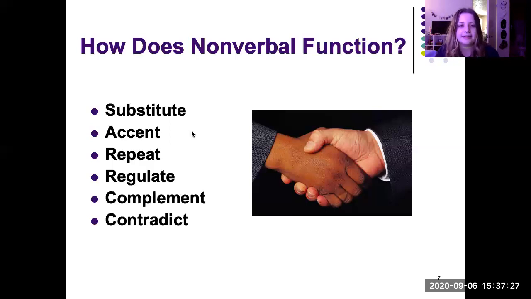Complement, like I said, is very similar to accent. This is anything that is meant to make messages easier when nonverbal and verbal communication complement each other. So basically, they're used to elaborate a bit more on verbal messages to reinforce the information.